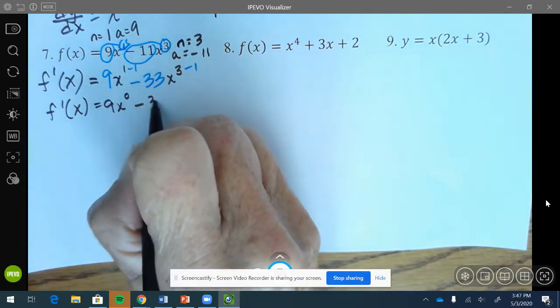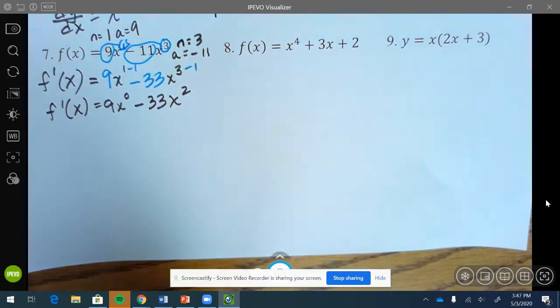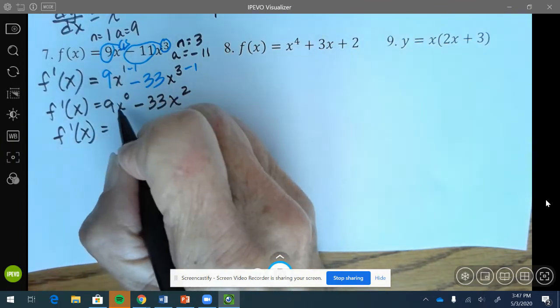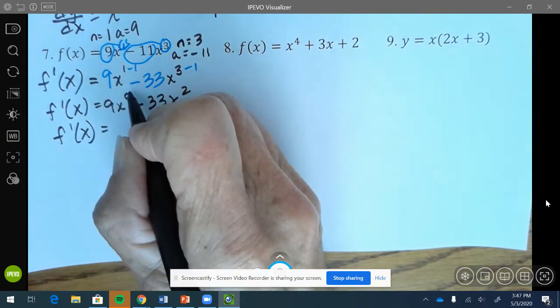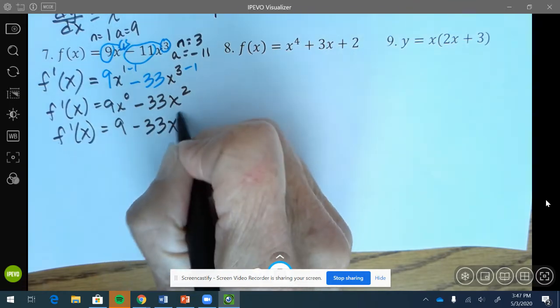minus 33x to the second power. And what I say by cleaning it up, I want to simplify. We never say x to the 0. X to the 0 means 1. So 9 times 1 is 9 minus 33x squared.